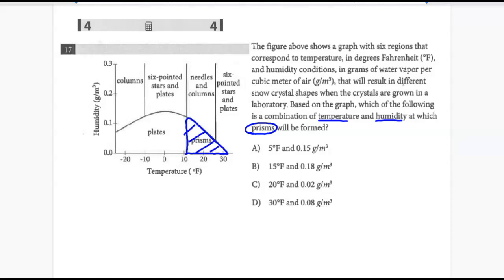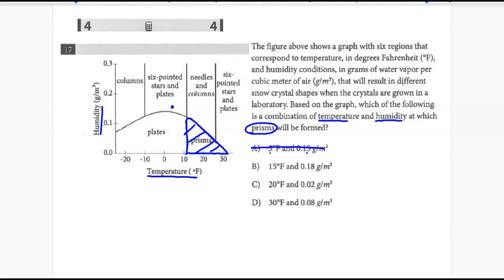So we're looking for an XY combination. Remember, temperature's here, humidity's over there. So the first one says 5 and 0.15. Well, a temperature of 5 and 0.15 would put me probably right up in this area, which would be stars and plates, so that's out.